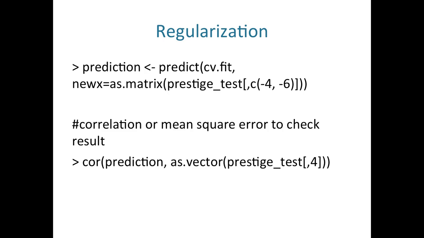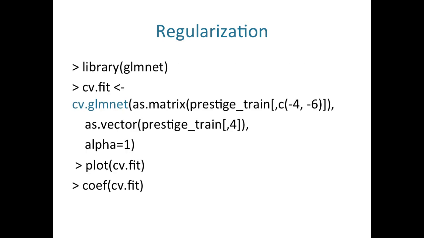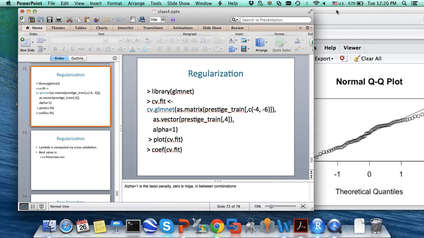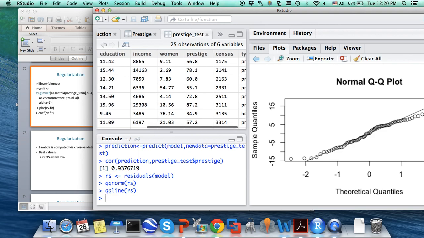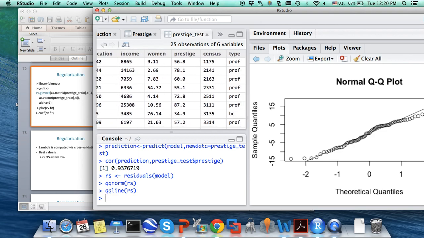Now, the reason why you see the -4 and the -6 columns in the prestige training examples is because we are eliminating from there, first of all, the column that we want to predict. If you take a look at this here, column number 4 is prestige and column number 6 is the type.